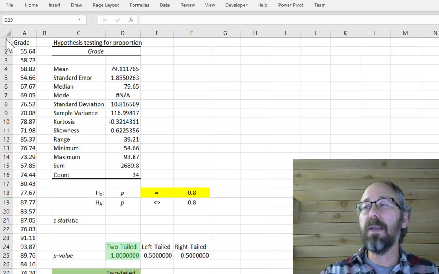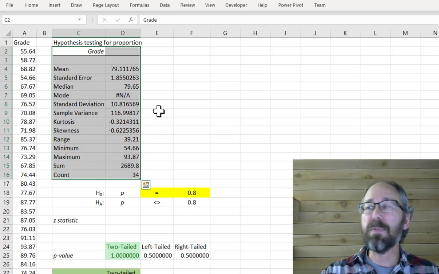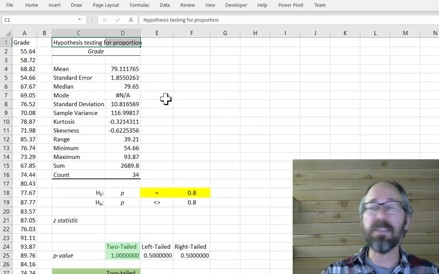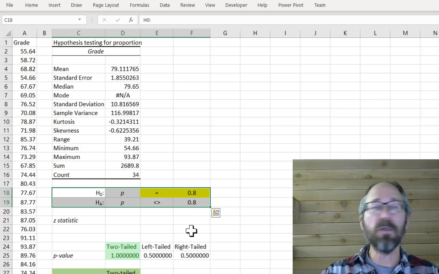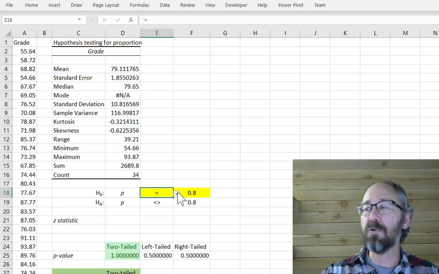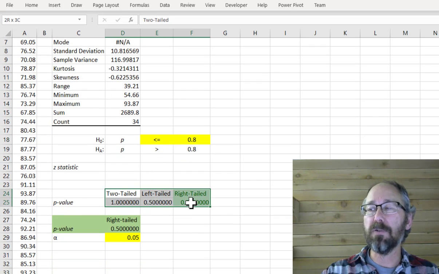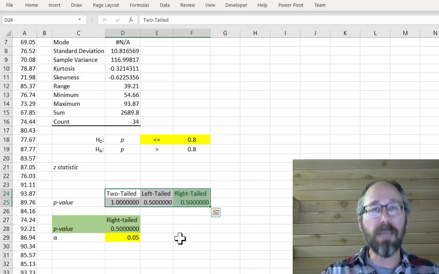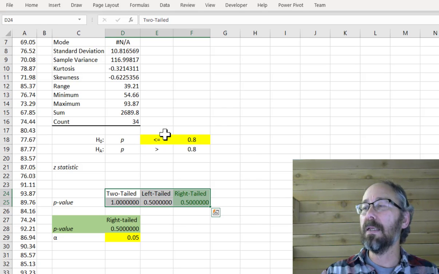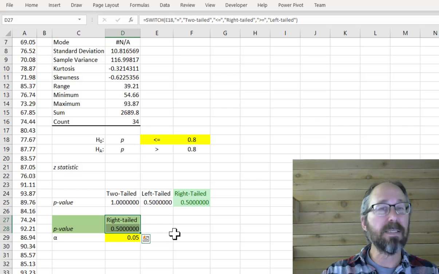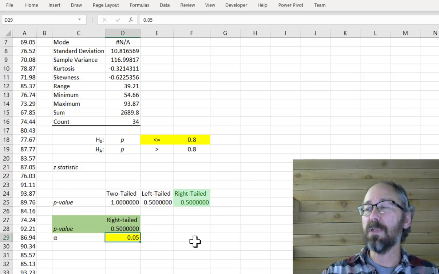So I have the grade here in column A. I've got the descriptive statistics here for the grade. I've labeled it as hypothesis testing for proportion. We have our null hypothesis and our alternative hypothesis that work with that drop-down list, as well as our two-tailed, left-tailed, right-tailed tests that also highlight with that drop-down in E18. In addition, we have the combined test here for the p-value as well as our alpha.